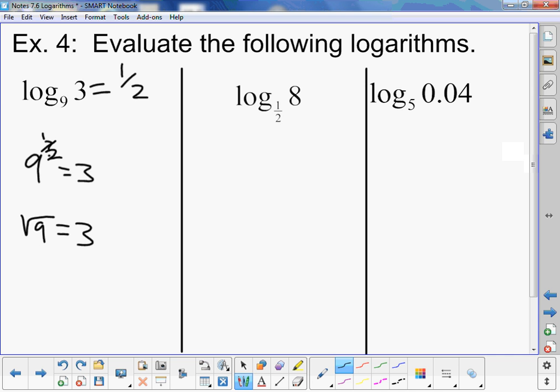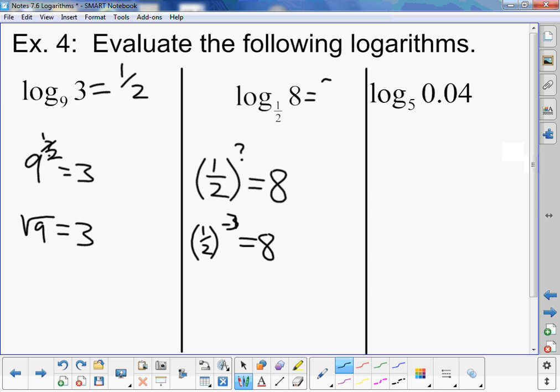This one, so you get 1/2 to the what power, because I don't know what it's equal to, equals 8. Now notice you got a fraction that turns into a whole number. I know 2 to the 3rd power is an 8. But that's not 2, it's 1/2. So how do we flip things over in math? We use negative exponents, because 1/2 to the negative 1 will be a 2. But then you have to do it to the negative 3rd power, because that will turn into an 8. So negative 3.